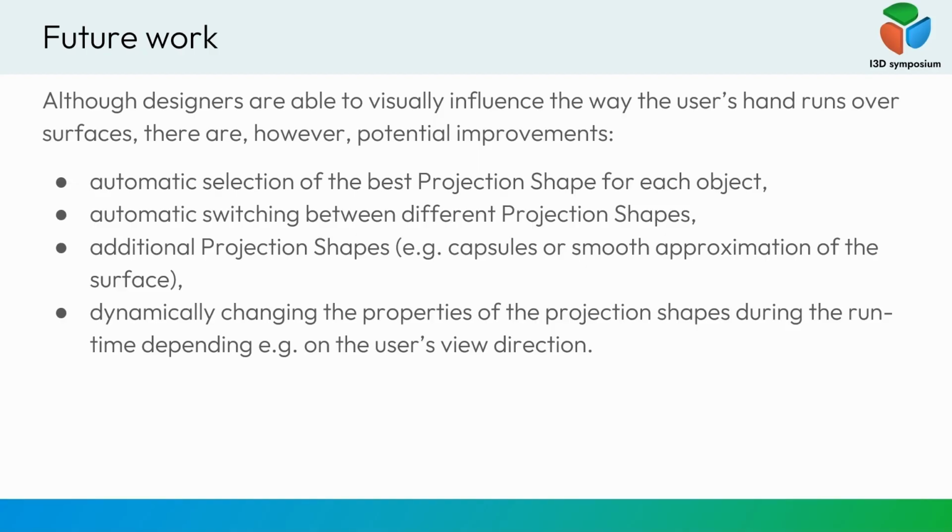First of the ideas is automatic selection of the best projection shape for each object. Another improvement is automatic switching between different projection shapes within one object. We can also imagine creating additional projection shapes like capsules or even complex shapes, being a smooth approximation of the surface. And for existing projection shapes, we can explore dynamically changing their properties during runtime, depending, for example, on the user's view direction.